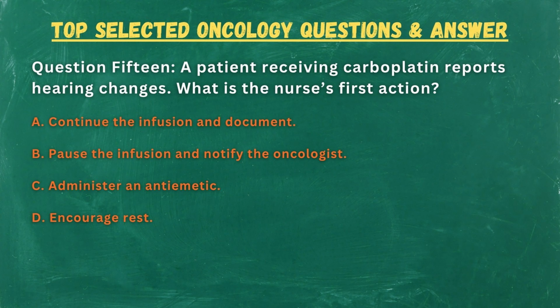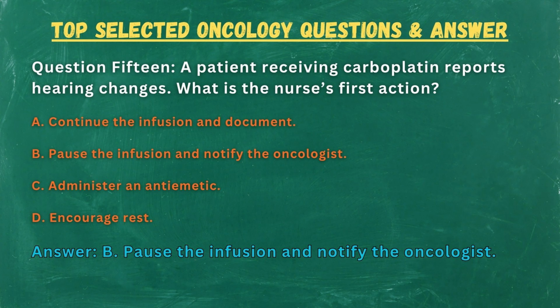Question 15. A patient receiving carboplatin reports hearing changes. What is the nurse's first action? A. Continue the infusion and document. B. Pause the infusion and notify the oncologist. C. Administer an antiemetic. D. Encourage rest. Answer: B. Pause the infusion and notify the oncologist.